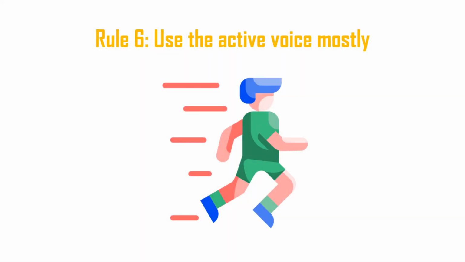The first 5 rules that we covered were all related to harmony. In other words, maintaining the unity of the composition at the paragraph and sentence levels. The next 5 rules deal with power, the second half of the effective academic writing equation. Express yourself in a manner that conveys the most possible force and energy. The first rule I'd like to explain under the category of power is the use of the active voice mostly.